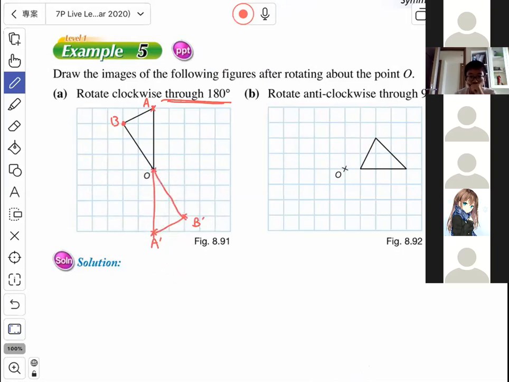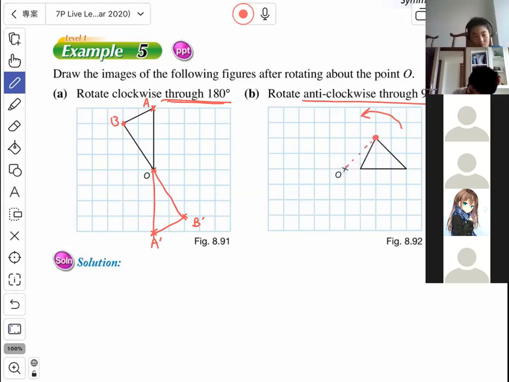For part B, it's also quite hard. Anti-clockwise through 90 degree. It means you go to this direction by 90 degree. So what we need to do is look at each point separately. Let's say we look at this point, then I look at the dotted line, 90 degree. So the first point, I use the blue color to represent it. It will be A prime here.